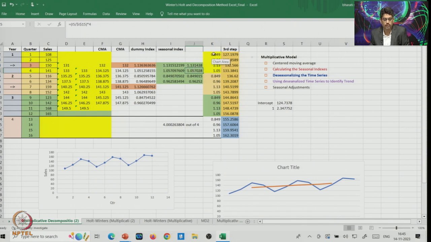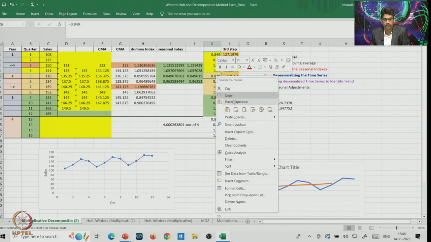Now we have pasted it in column K as per the corresponding quarter. Look at the first row, quarter 1, where 108 is the actual sales. What is the index for that? The index is not 1.13, the index is this one. Fifth quarter means first quarter, so the index is 0.84, so 84%. We have kept the index here for that quarter and distributed it as per the corresponding quarter. So 0.96 is the second quarter, 1.13 is the third quarter, and 1.05 is the fourth quarter. Now these are the four quarter indexes. We have finalized that.